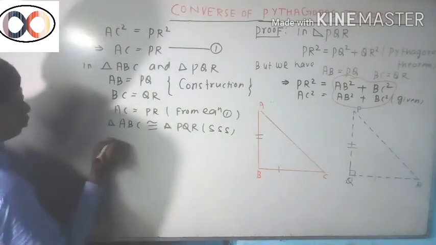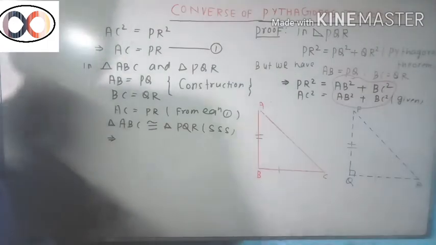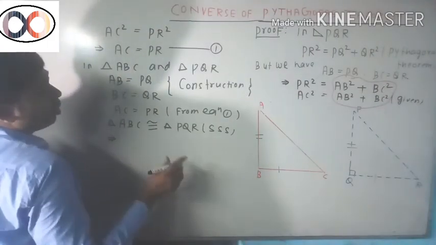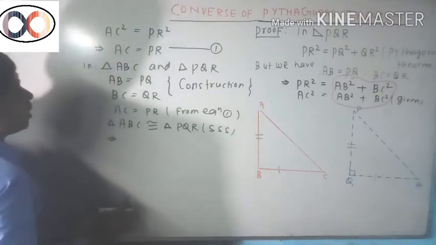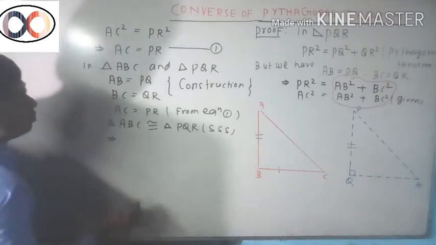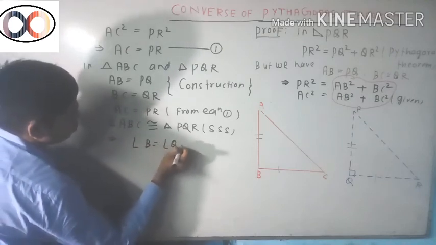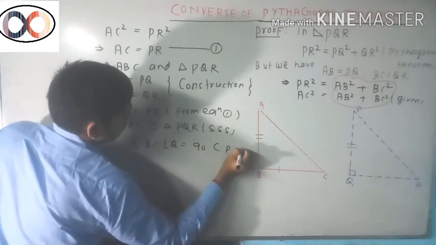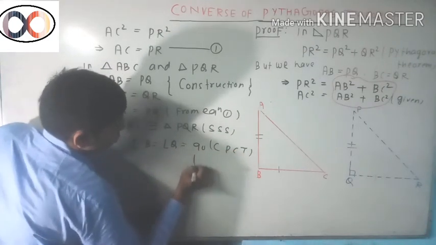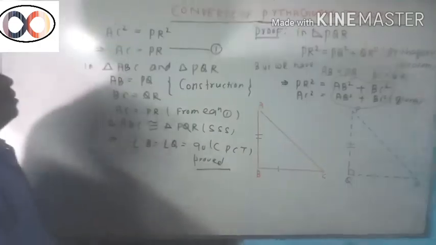We know that if triangles are congruent, then all corresponding sides and angles are equal, with the help of CPCT. So we can write angle B equals angle Q equals 90 degrees due to CPCT. So this is the proof. Okay students, thank you.